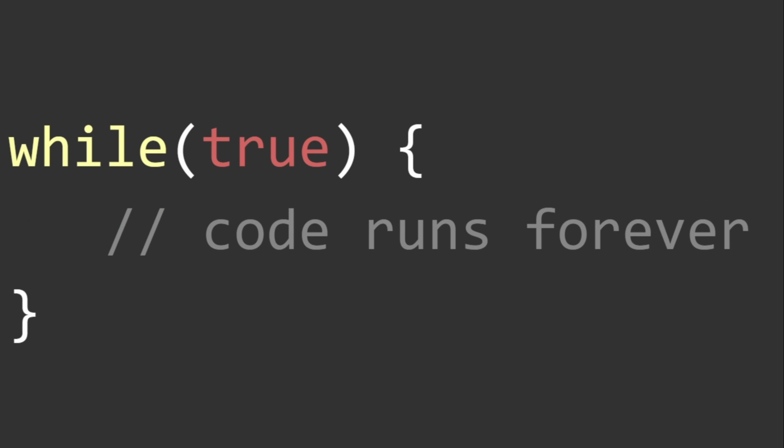Another really important thing in programming is loops. Loops let the robot repeat actions without you writing the same code over and over again. One common loop is a while loop. A while loop keeps running as long as its condition is true. Since true is always true, this runs forever, which is actually what you want for driver control because you want the robot to always be checking for input.